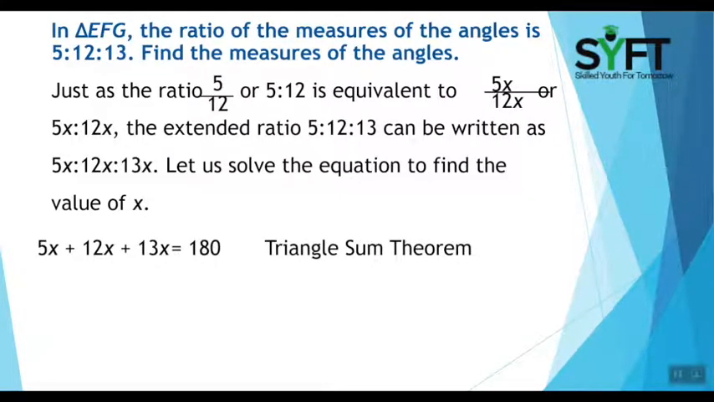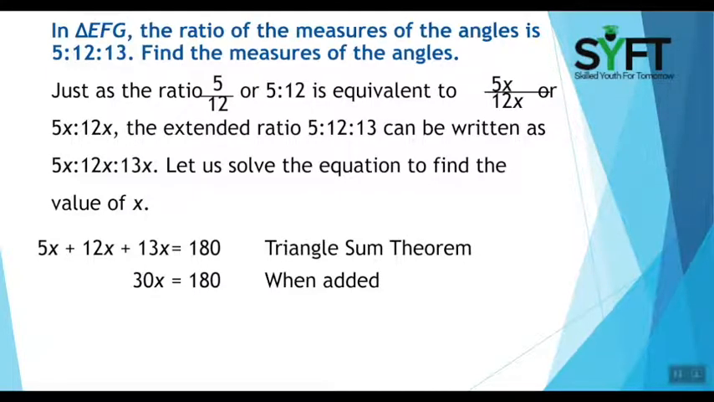Just as the ratio 5 by 12 or 5 is to 12 is equivalent to 5x by 12x, the extended ratio 5 is to 12 is to 13 can be written as 5x is to 12x is to 13x. Let us solve the equation to find the value of x. This ratio means the angles of a triangle added together must give 180. This is the very principle of the triangle law. So the sum of three angles, 5x plus 12x plus 13x, is equal to 180. This is the triangle sum theorem.